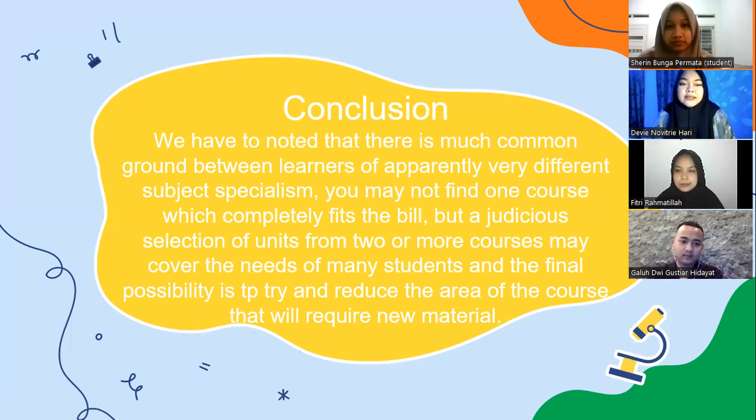We have to know that there is much common ground between learners in apparently very different subject specialisms. You may not find one course which completely fits the bill, but a judicious selection of units from two or more courses may cover the needs of many students, and the final possibility is to try and reduce the area of the course that will require new material.